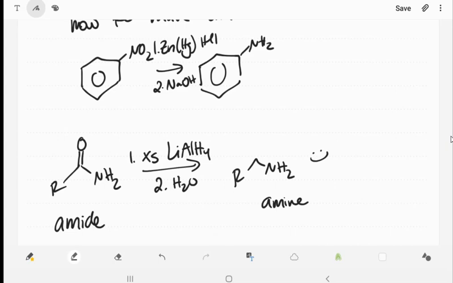So you cannot do your Clemmensen or Wolff-Kishner or, what was the other one, the sulfur thing. You can't use those with amides. Those are only for aldehydes and ketones. Amides are far less electrophilic than the aldehydes and ketones are, so you're not going to be able to do those sorts of removals of carbonyls. However, plain old lithium aluminum hydride will do the trick here for us.